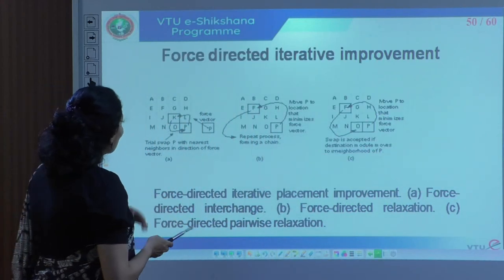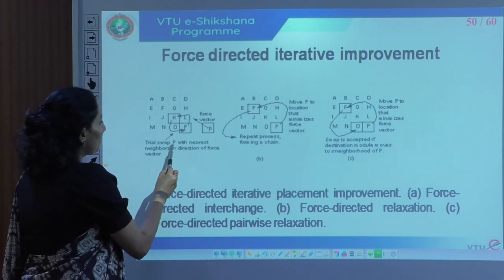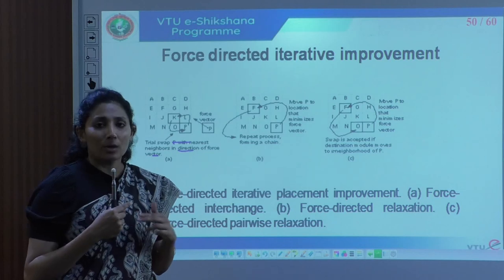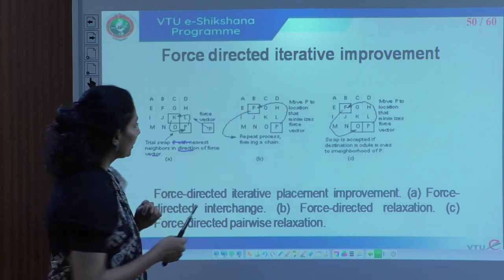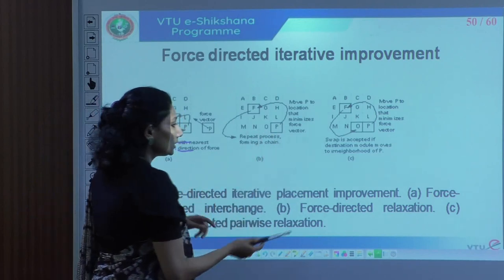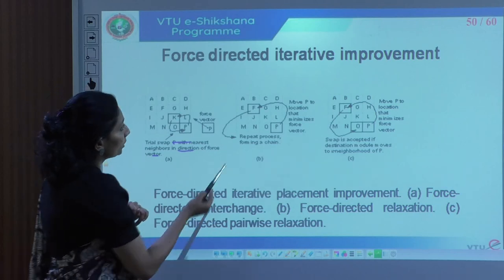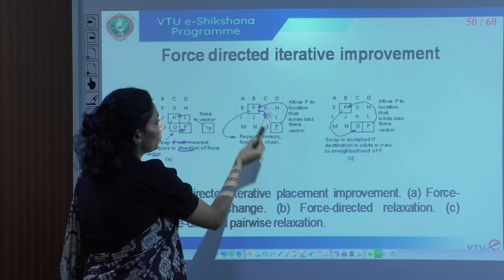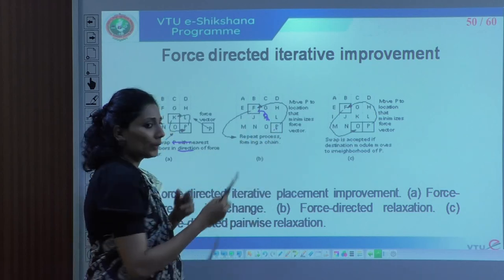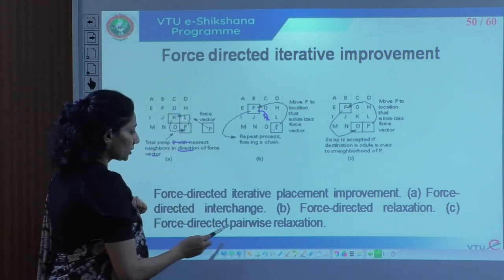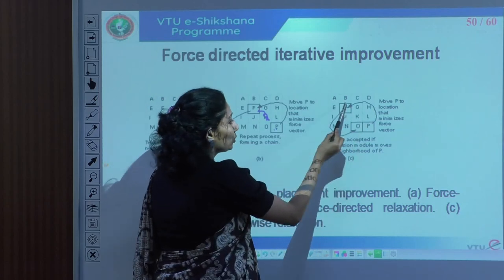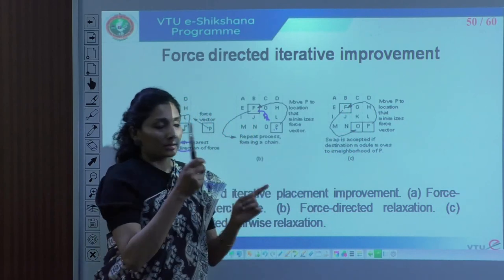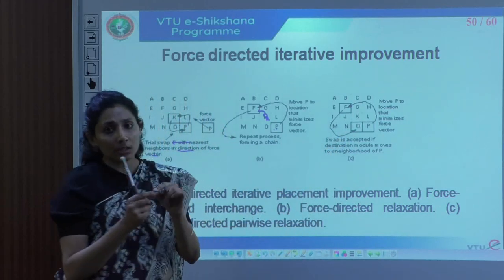So force directed improvement, let us see. The very first one, the swapping. Swap P with the nearest neighbor in the direction of the vector. So you have to look at the force between the neighbors, then you try to swap them. Then the second one is the moving, force directed relaxation, which is exactly the spring one. You are moving the position from P to F. So you just move the position of P to F, somewhere else, and it is continuously repeated. And the last one is force directed pairwise relaxation, where based on the force you try to exchange them in a pair. Here the movement is not one at a time, it is in terms of a pair based on the spring action.